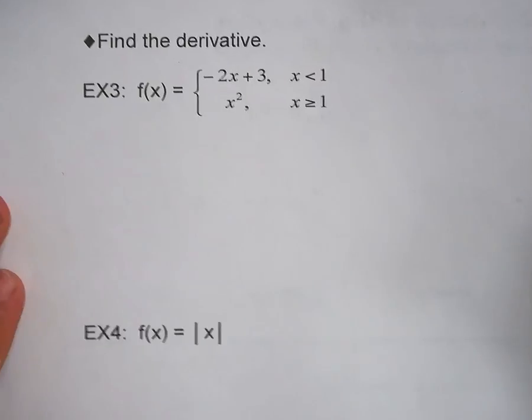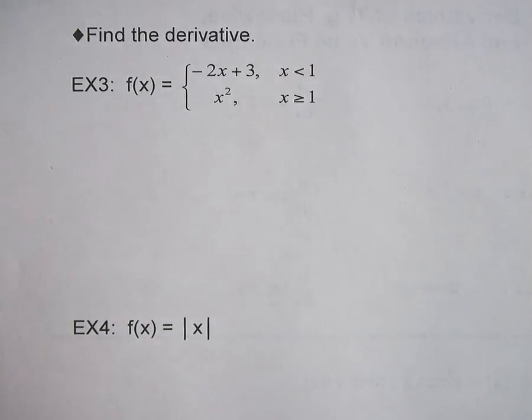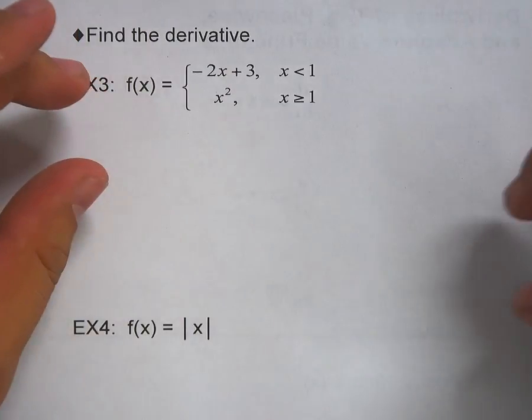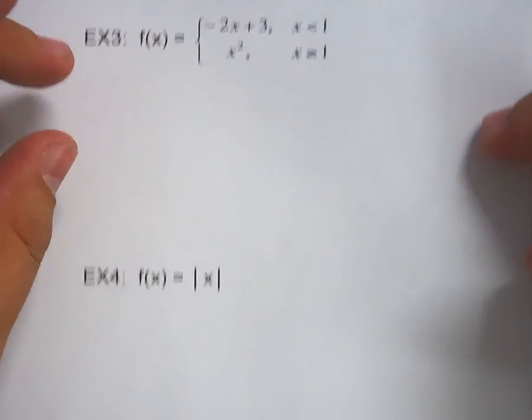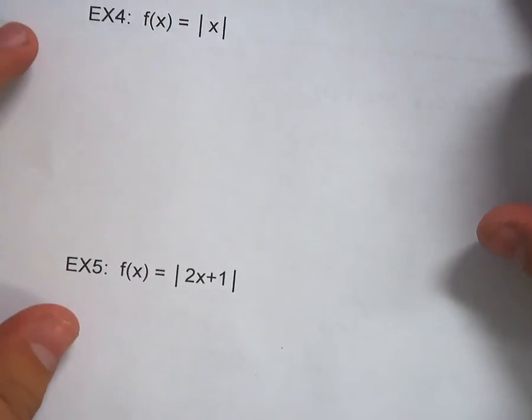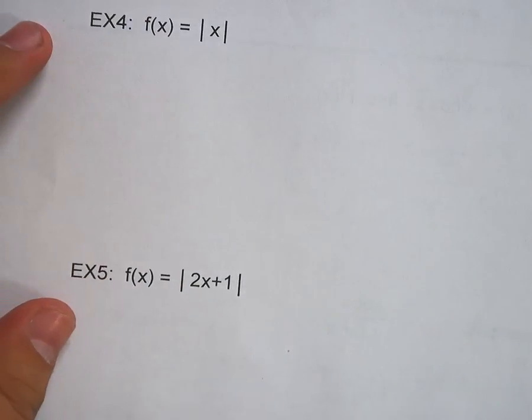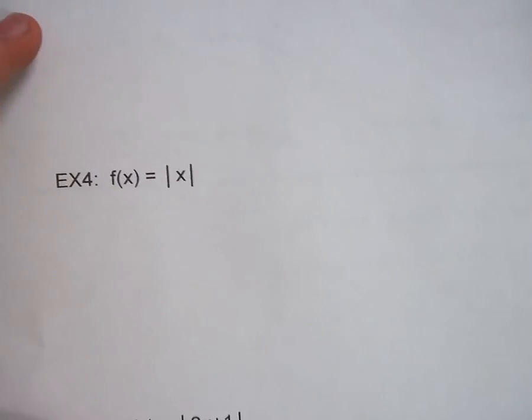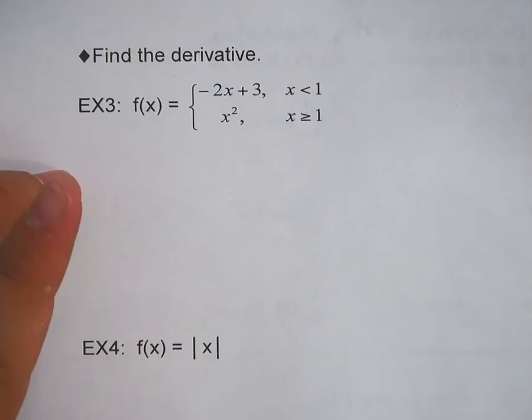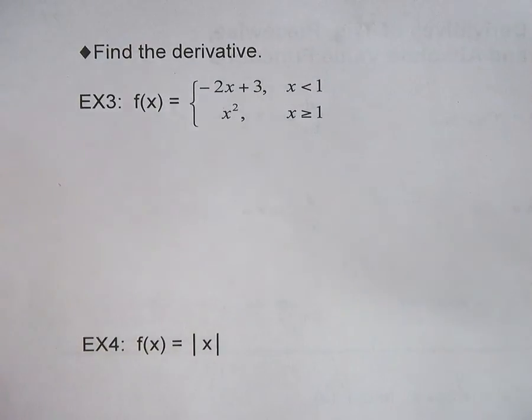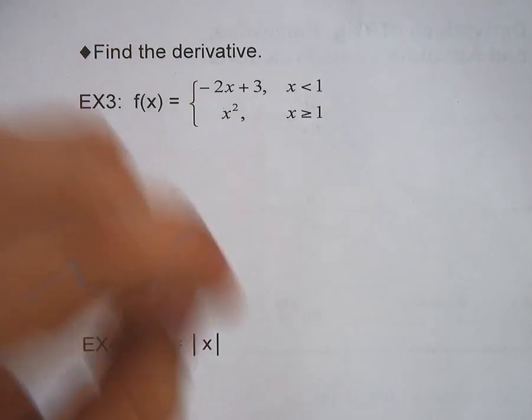Number 3 on the back says find the derivative. Okay. Now, if you look on the back, we've got a piecewise function, and we've got 2 absolute value functions. Now, I'm going to go over how to do these kind of individually here, but the principle behind piecewise and absolute values are actually the same.